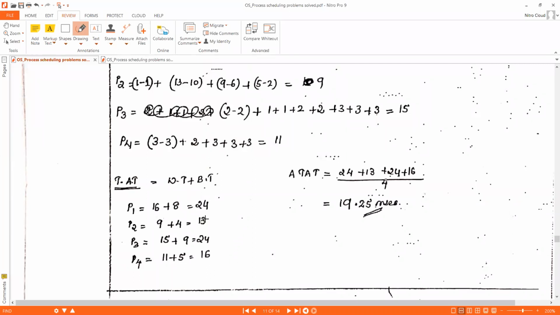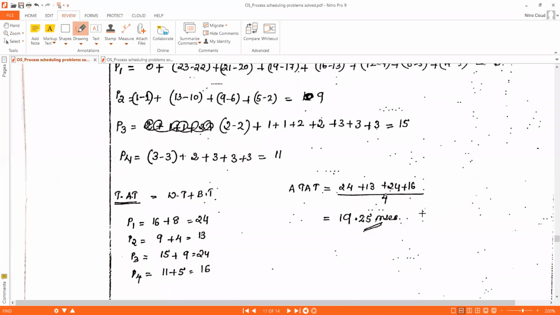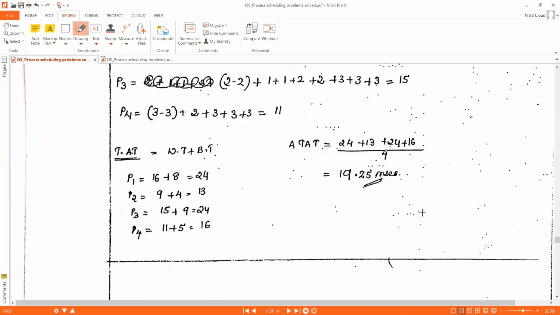So once we find all the processes' turnaround times, we know how to find the average turnaround time. Average turnaround time is the sum of each process's turnaround time divided by the number of processes. Process 1's turnaround time is 24, plus process 2's turnaround time 13, plus process 3's turnaround time 24, plus process 4's turnaround time 16. 24 plus 13 plus 24 plus 16 divided by the number of processes, which is 4. We'll get 19.25 as the average turnaround time.